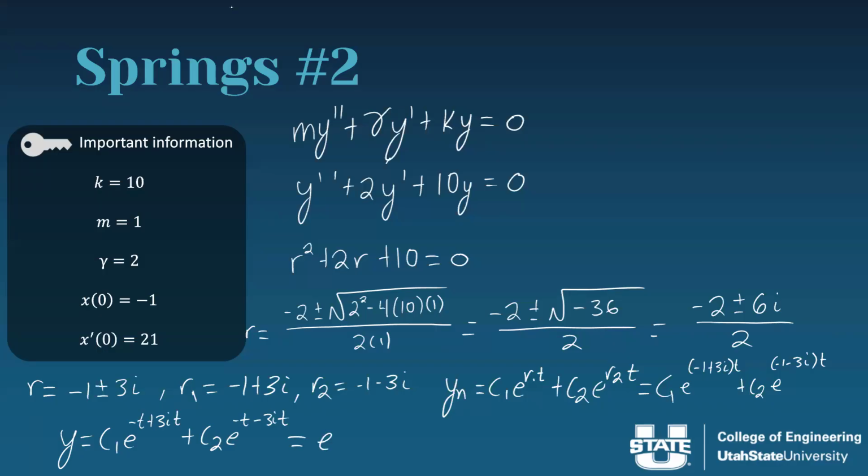So we can rewrite this as e to the minus t times c1 e to the 3it plus c2 e to the minus 3it. Now, what's our favorite thing to do when we have an e to the it? Euler's formula. But this is okay because if you remember in class, when we have a C1 e to the 3it or some it plus C2 e to its complex conjugate power, we can take a little shortcut.